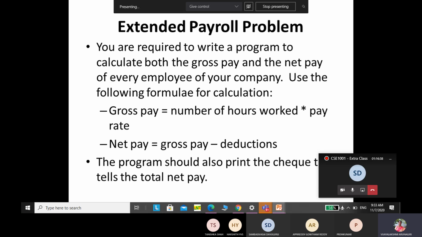And I gave this problem, right? Here, what is given? It is the salary problem. You have to calculate gross pay as well as net pay. How to calculate the gross pay? Gross pay is calculated by number of hours worked times pay rate, and net pay is calculated by subtracting the deduction from the gross pay. Is it correct or not?